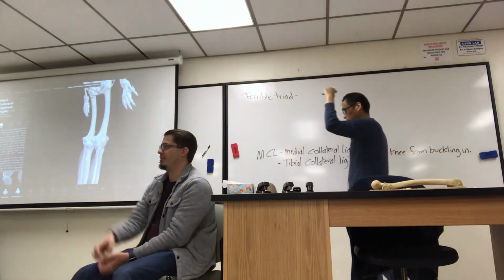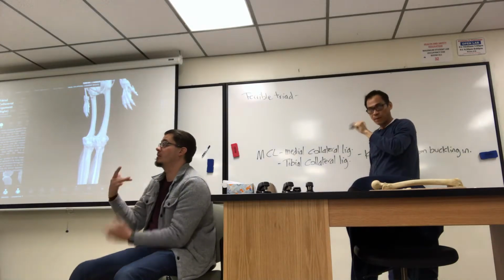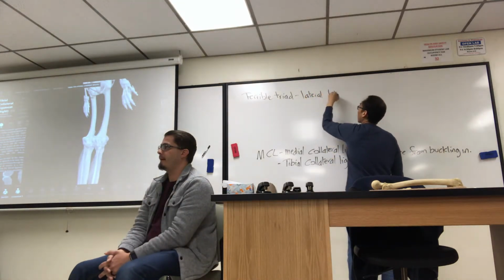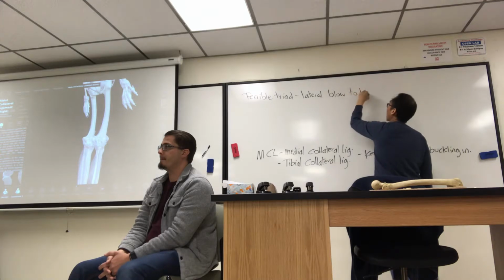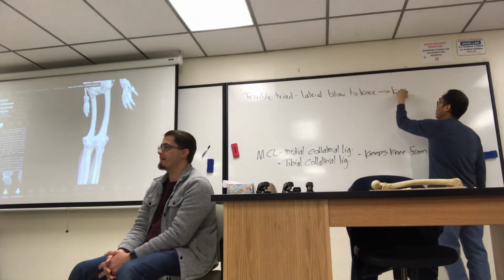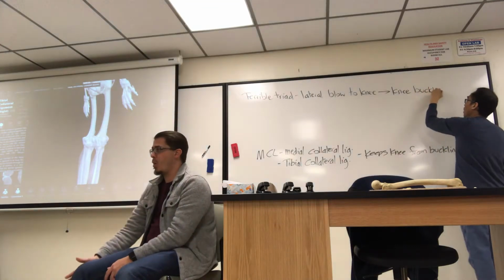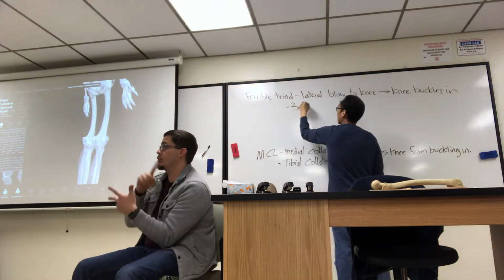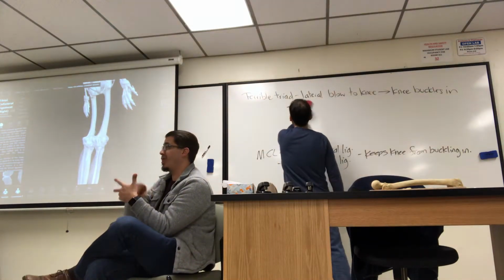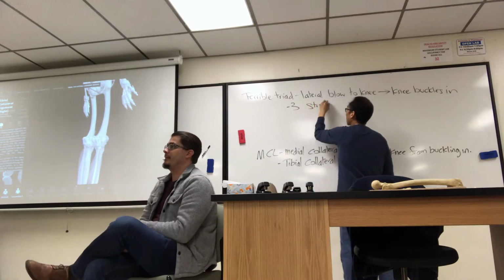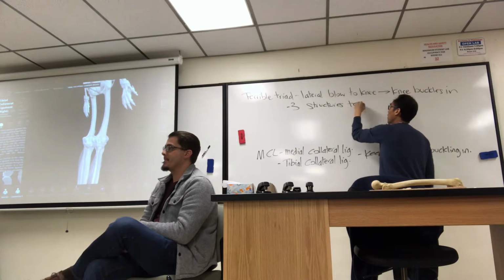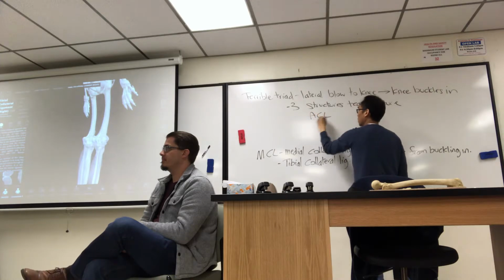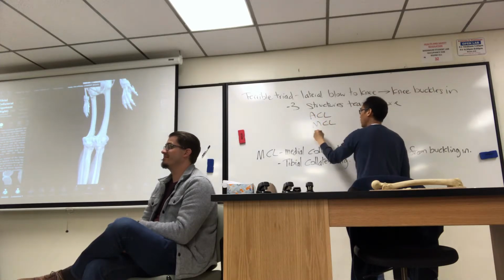Terrible triad, common cause: you receive a lateral blow to the knee, the knee buckles in, and structures rupture. The triad means three structures rupture, three injuries: the ACL, the MCL, along with the medial meniscus.